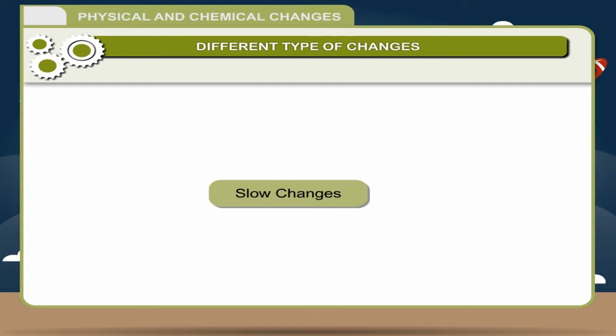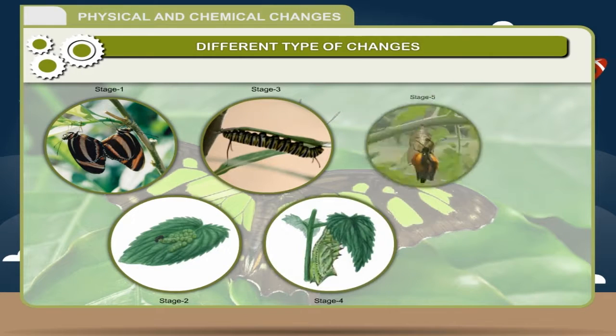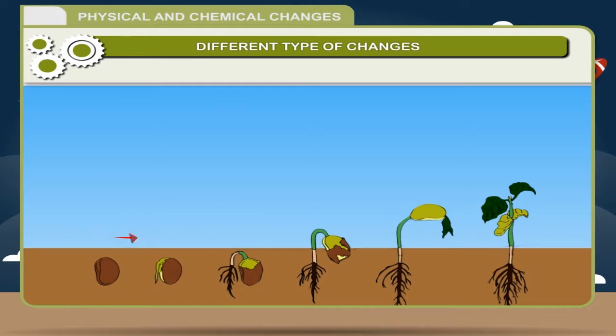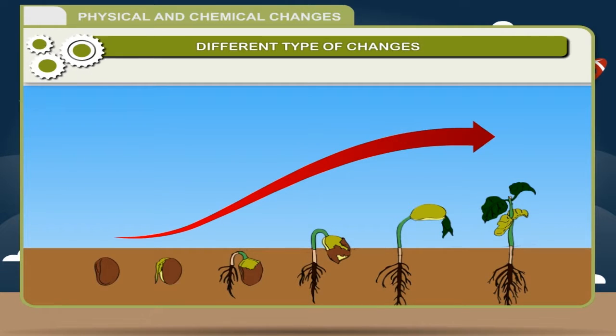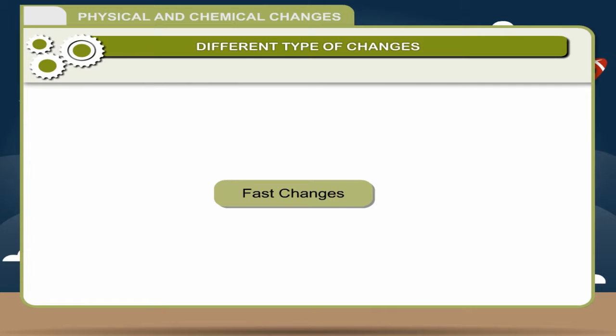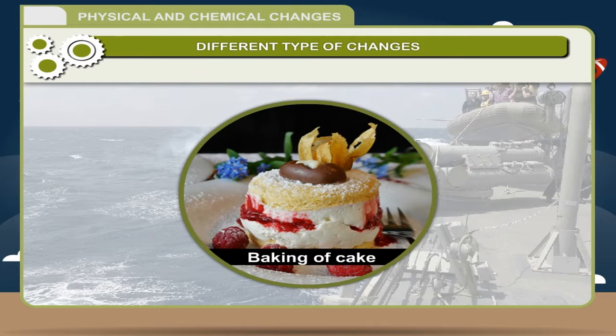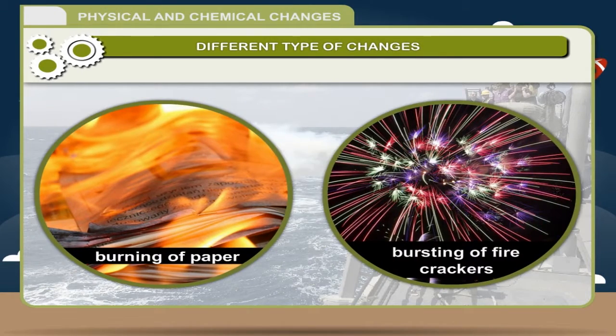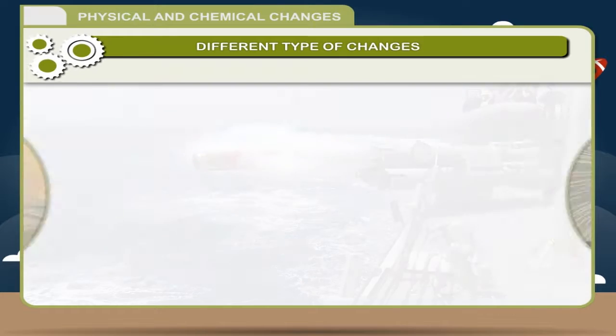Slow changes. A change that takes a long time, like pupa to butterfly, seed to plant. Fast changes. A change that takes place fast, like baking of cake, burning of paper, bursting of firecrackers.